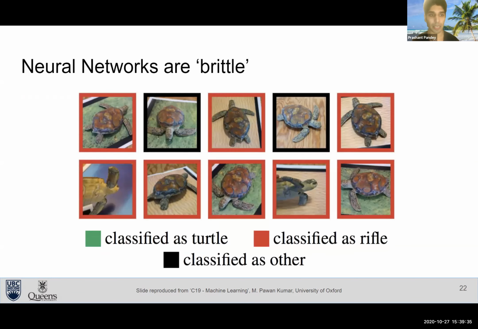And similarly, even if no noise is injected, this neural network, which was trained to detect different animals, when it's shown a statue or some sort of wooden carving of a turtle, actually misclassifies these images as rifles or some other class, and none of them are correctly identified as a turtle. And so this concept of neural networks being really sensitive to the exact input that they're given is known as the concept of brittleness.